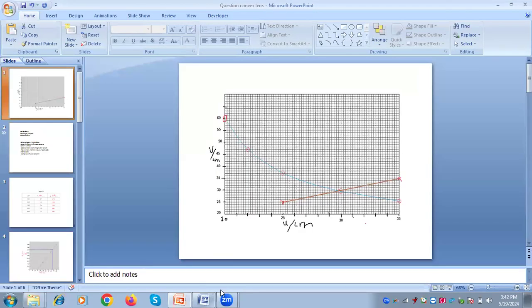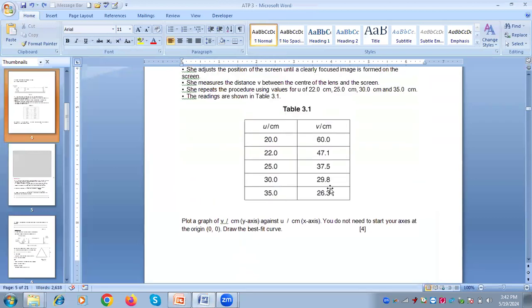And the image distance for that reading was 60 centimeter. So what kind of shape can you predict? When object distance is increasing, the image distance is decreasing, so it may be a kind of inverse relationship. It's not linear. Linear means one quantity increases, the other also increases. But here, when object distance is increasing, image distance is decreasing, or when object distance decreases, image distance increases.